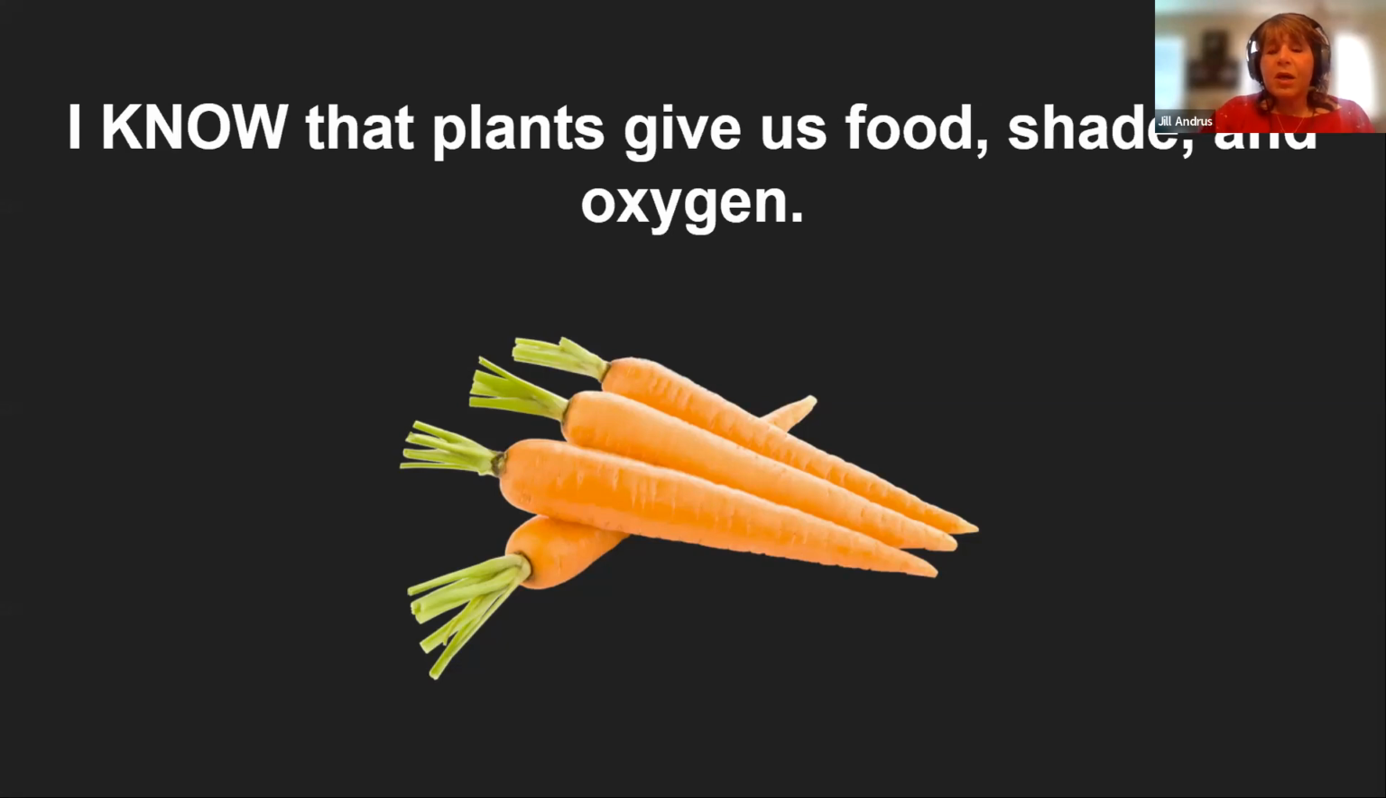And there is a picture of some beautiful orange carrots. They look like they are ready to eat. So we know that plants give us food to eat, or food for our animals to eat. They give us shade. When it's a hot day, we can sit under a shady tree, and they make oxygen for us and our pets and our animals to breathe. So plants are very important.